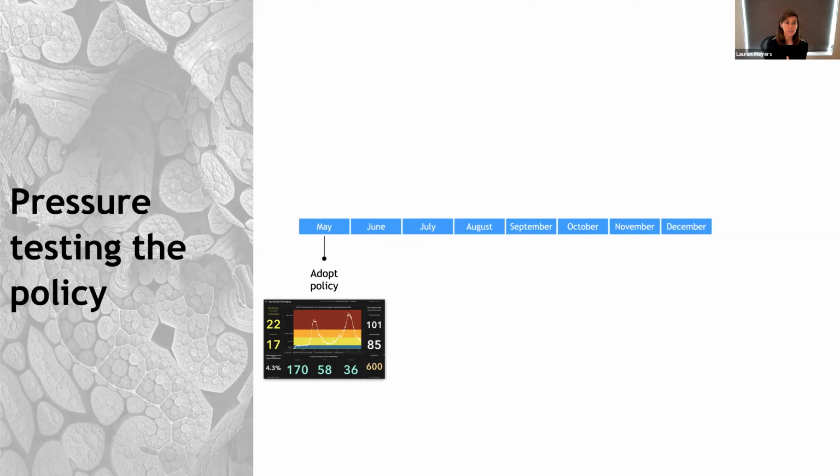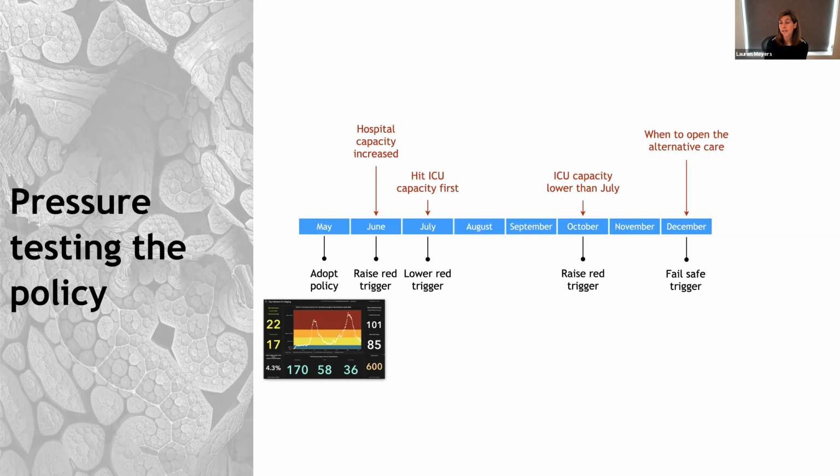The city adopted those thresholds, but ever since May of 2020, we've been constantly pressure testing the policy, updating the models, updating our recommendations as we learn more about the virus and as the situation in our healthcare system changes. We have had increases in capacity, decreases in capacity. We've had near misses that led us to actually come up with a fail-safe trigger to let us know when we should set up a field hospital to handle the overflow.